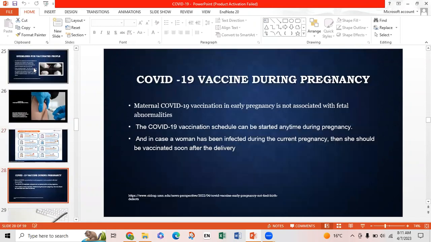COVID-19 vaccine during pregnancy. Maternal COVID-19 vaccination in early pregnancy is not associated with fetal abnormalities. The COVID-19 vaccination schedule can be started anytime during pregnancy. And in case a woman has been infected during the current pregnancy, then she should be vaccinated soon after delivery.